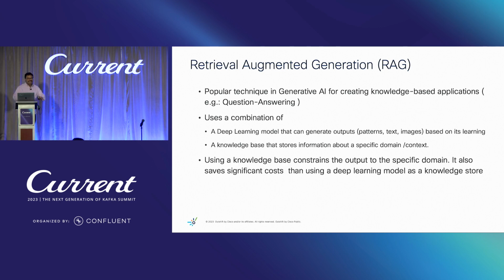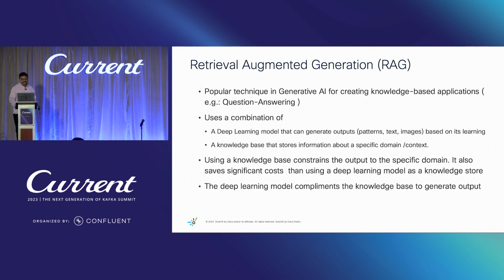Using a knowledge base, it constrains the output to a specific domain. So it's not going beyond the domain. But it also saves significant cost compared to just using your deep learning model all the time. So there is a cost advantage as well as a domain advantage, and they complement each other to give you better predictions.